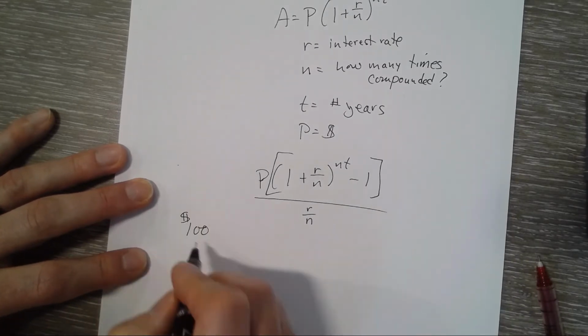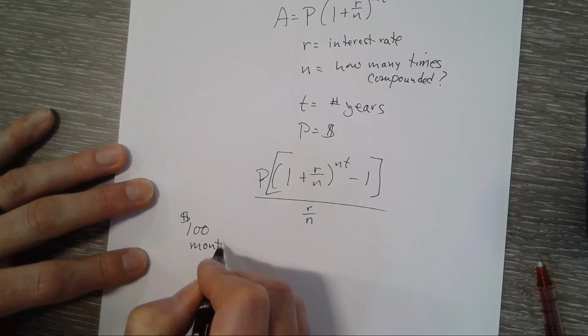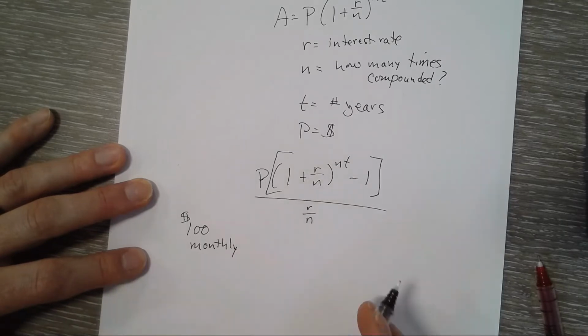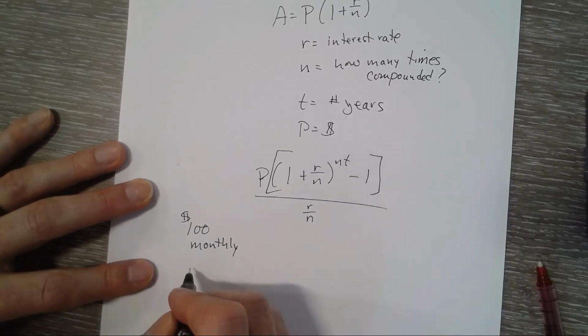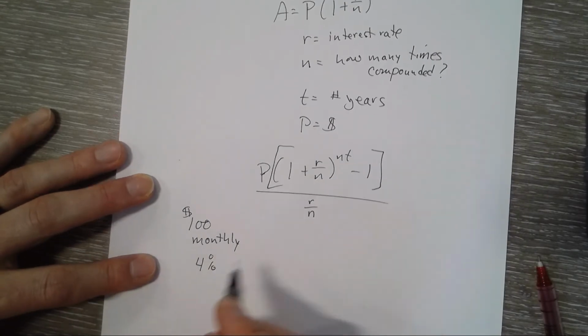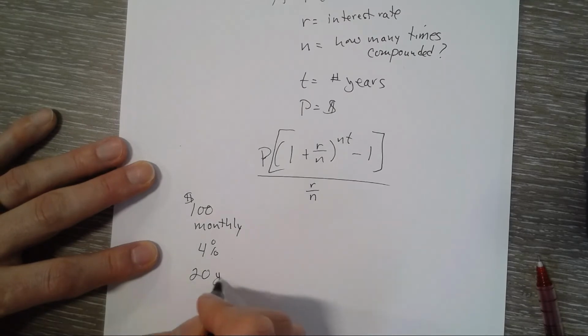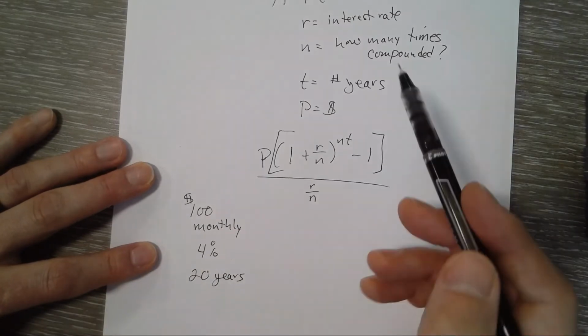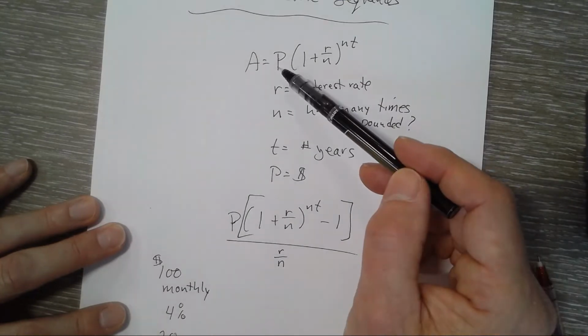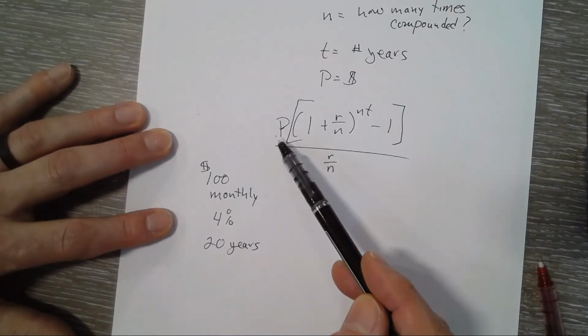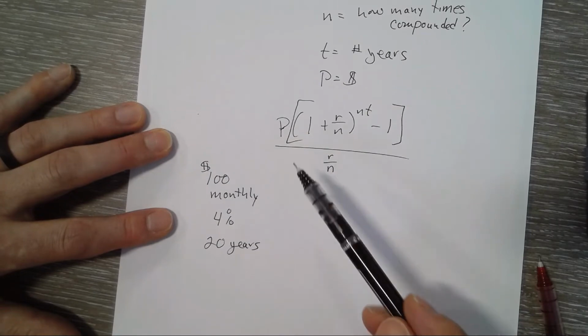let's do it monthly. So you're putting in $100 every month. It's compounded every month. Let's say it's at 4% interest for 20 years. Okay, so the difference with this one is you invest one time. This one, we're investing $100 every single month.